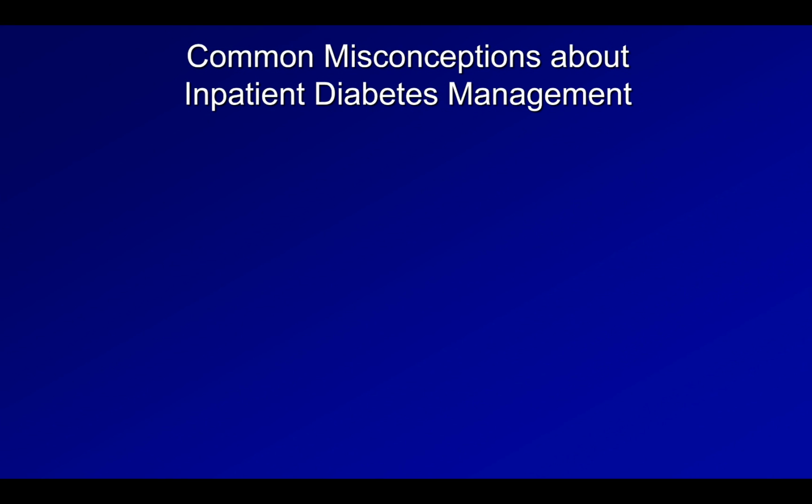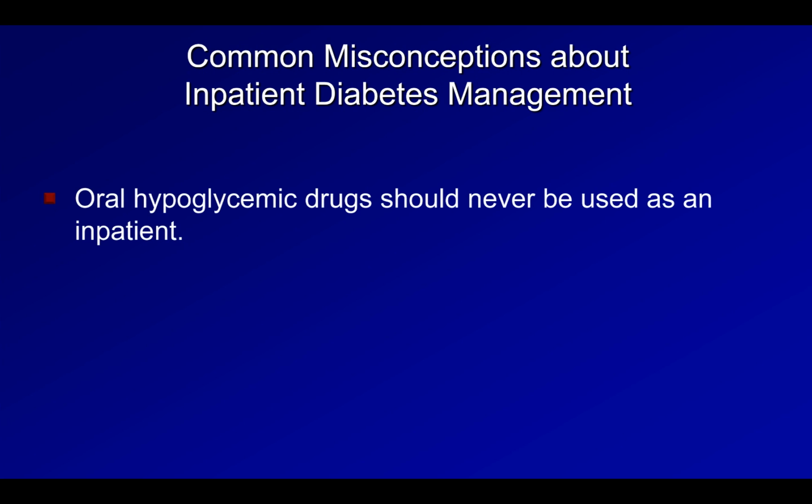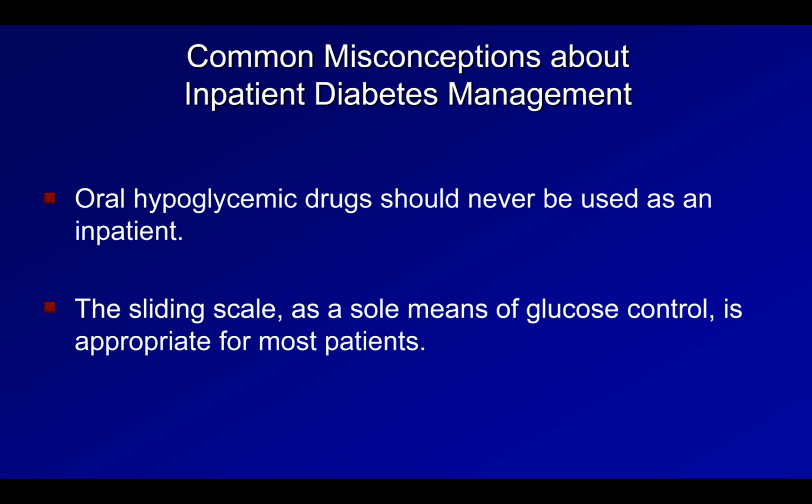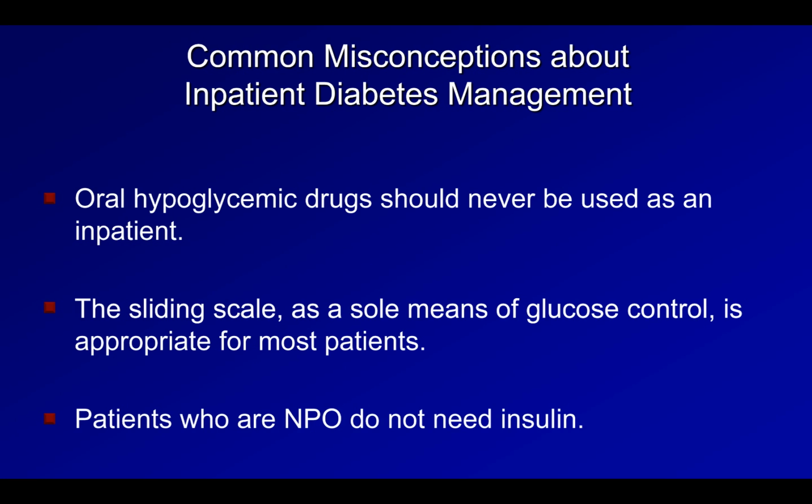Three common misconceptions about inpatient diabetes management, which I've already gone over but would like to just highlight here towards the end. Oral hypoglycemic drugs should never be used as an inpatient. The sliding scale as the sole means of glucose control is appropriate for most patients. And patients who are NPO do not need insulin. All of these statements are completely false.